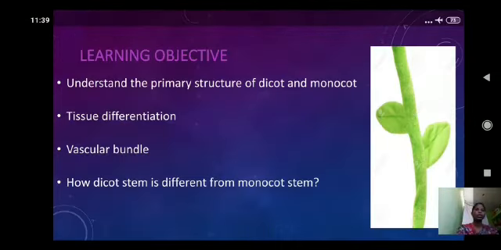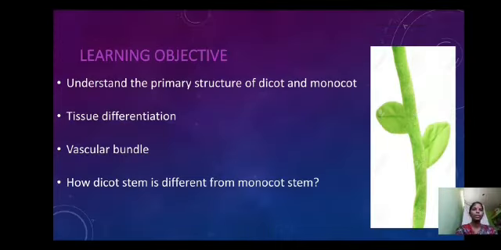By this session you would come to know the primary structure of monocot and dicot stem, the tissue differentiation of monocot and dicot, and then the vascular bundles in monocot and dicot, and what are the differences between monocot and dicot stem. By this session you will all know these things.